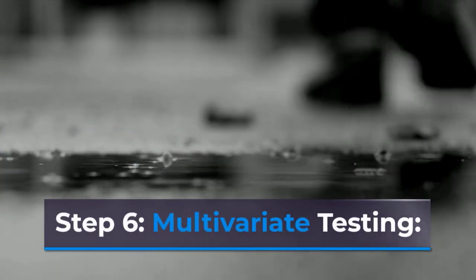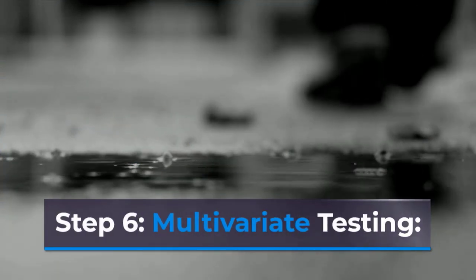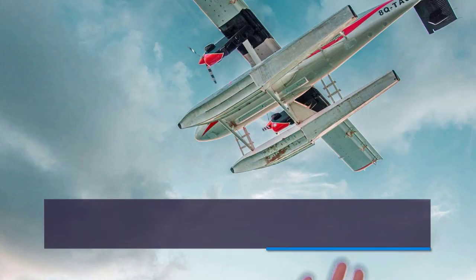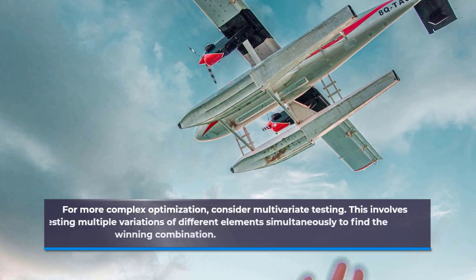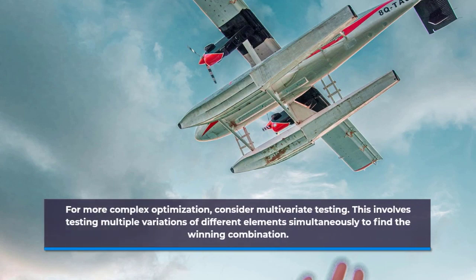Step 6. Multivariate testing. For more complex optimization, consider multivariate testing. This involves testing multiple variations of different elements simultaneously to find the winning combination.